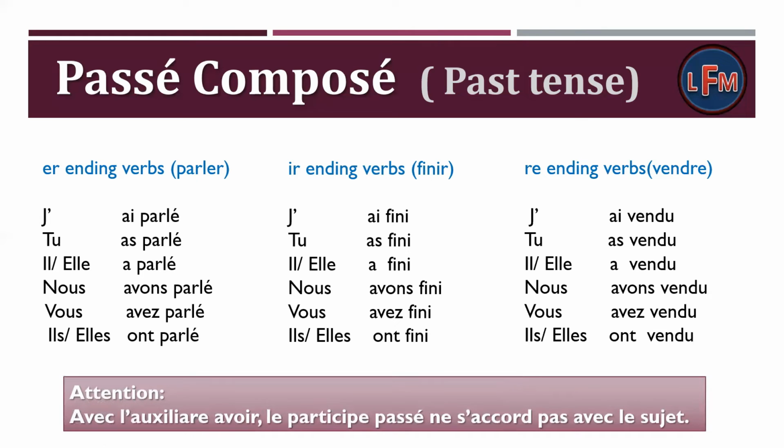Here, there is one more thing we must know: with the auxiliary verb avoir, the participe passé of the verb is not accorded. Means we don't change the verb according to the number and gender of the subject. Means we don't put any E or S if we have the subject plural or masculine or feminine. So, avec l'auxiliaire avoir, le participe passé ne s'accorde pas avec le sujet.